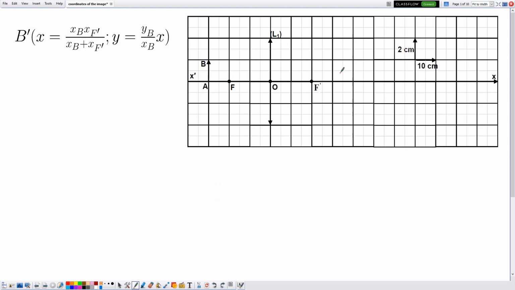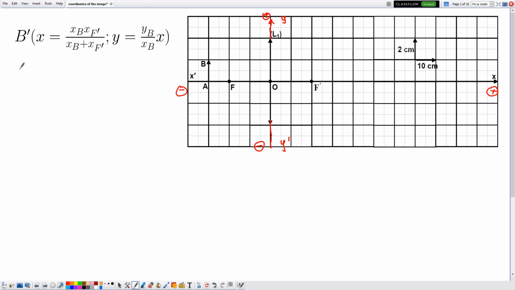So this is the axis x prime x, so this is the positive direction and this is the negative direction. We will also consider the y-axis to be the axis perpendicular to the optical axis at the optical center O. So this is the positive y-axis, so this is y prime. So this is the positive direction and this is the negative direction. Now, in order to locate the point B prime of the object B, first we need to identify the coordinates of the point F prime and the point B.